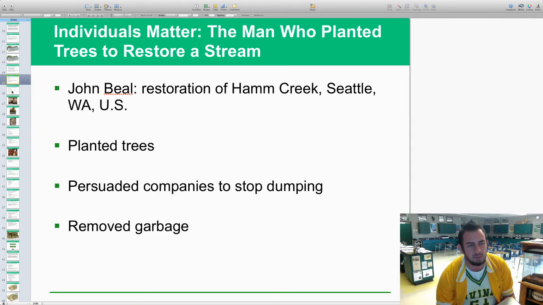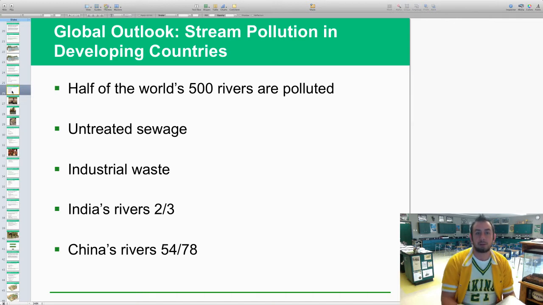Just the individuals matter for our chapter, chapter 20. Let's take a look at stream pollution in developing countries. It's much worse in developing countries. Over half of the world's 500 rivers are polluted in developing countries, polluted by untreated sewage and industrial waste. The two major countries this happens to are India, where two-thirds of the rivers are polluted, and China, where over half are.